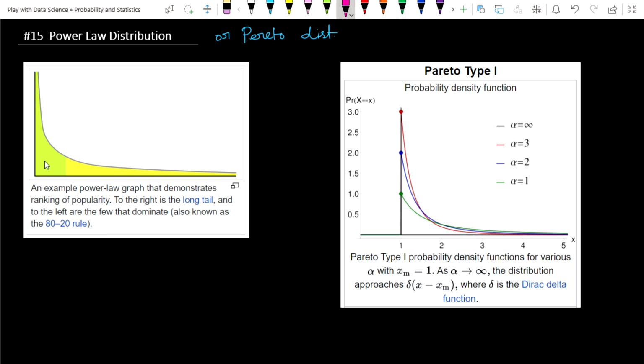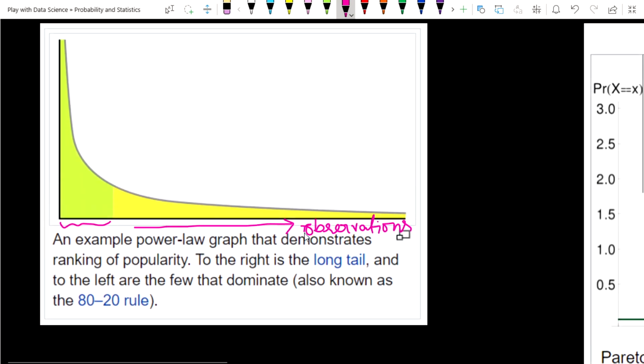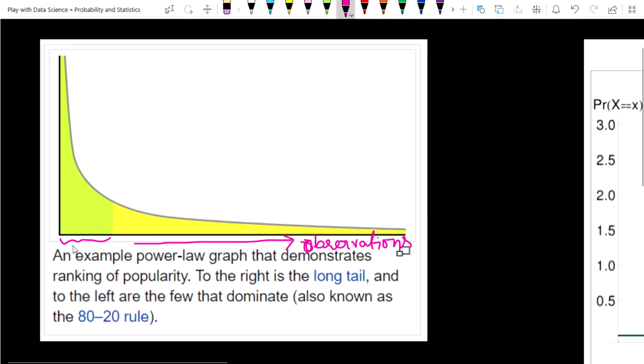Just see the yellow portions of the curve. The yellow portions of the curve are telling us what we are doing. So this is simple: the 20% of the whole area. Suppose you take these things as observations of a random variable. Then in those observations, we will see in the picture that 20% of our observations are here, and the rest are the 80% of our observations.